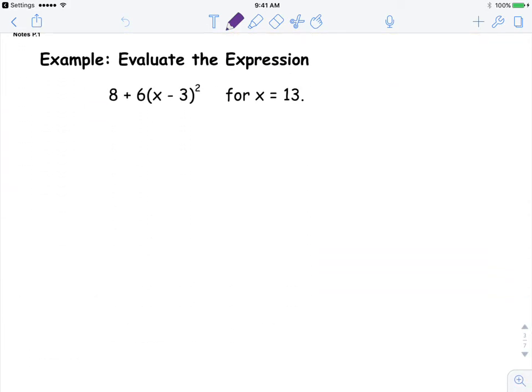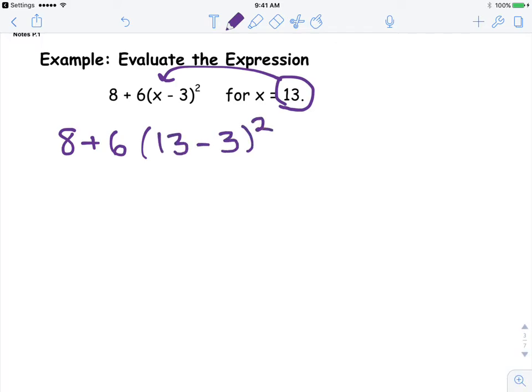So here's our first example. We want to evaluate this expression for x being 13. What this means is you're going to substitute 13 in for x. So you have 8 plus 6 quantity 13 minus 3 all squared. PEMDAS says you do your parentheses first. So 13 minus 3 is 10. Next, you're going to do your exponent, so 10 squared, which is 100.